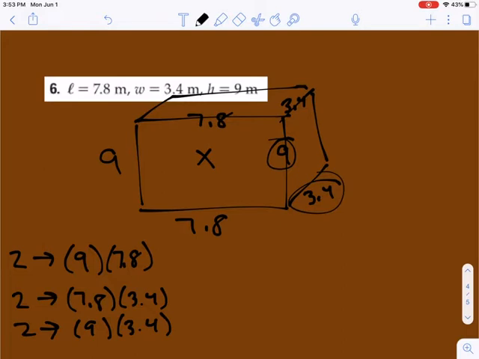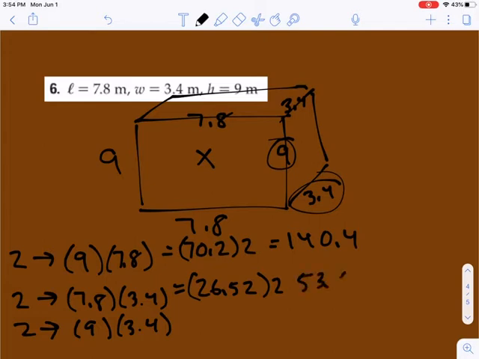So 9 times 7.8 is 70.2, right? And then I'm going to multiply that by 2, and that's going to give me 140.4. And I multiplied it by 2 because there's 2 of each. All right, let's see. The 7.8 times 3.4 gives me 26.52. We're going to multiply that by 2, and that gives me 53.04. And then we have 9 times 3.4 is 30.6.